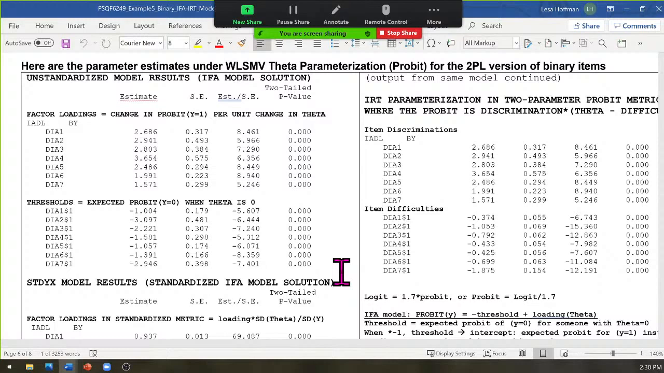And what do I have to do to turn them into intercepts? Do you remember? Yeah. Change the sign. This is my change the sign sign. Yeah. So if I take the minus signs off of these thresholds, they become intercepts. And then they give me the predicted probit of a 1 response for a theta equals 0.